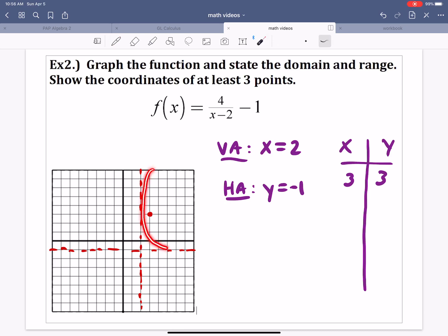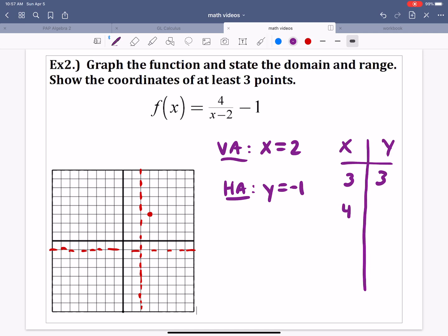That tells you that this branch is going to be in this quadrant, which means the second branch is going to be over here somewhere, if we did that first point correctly. So let's pick another point. Let's try x equals 4 and see what happens.